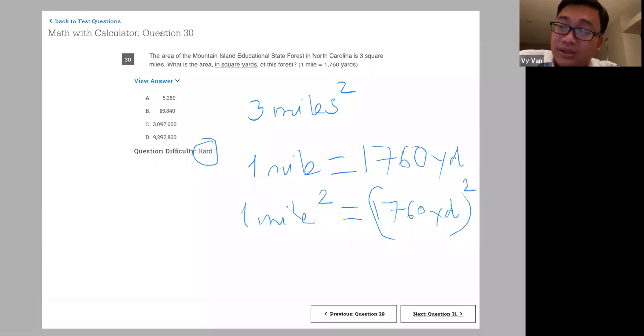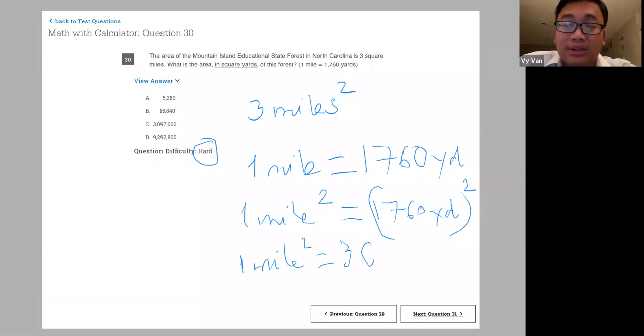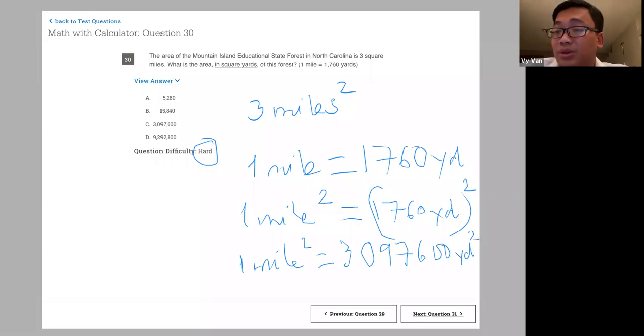So let's calculate that. 1,760 squared. So 1 square mile is equal to 3,097,600 square yards. And you have 3 square miles, so you multiply this by 3. The answer is D.